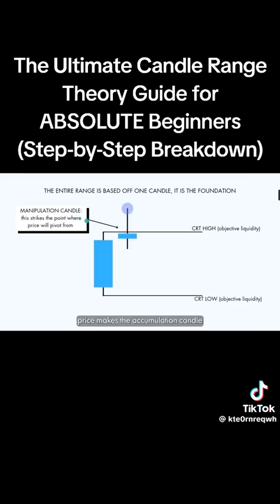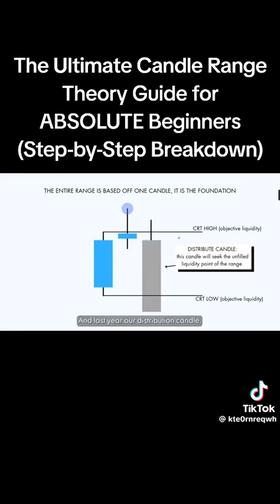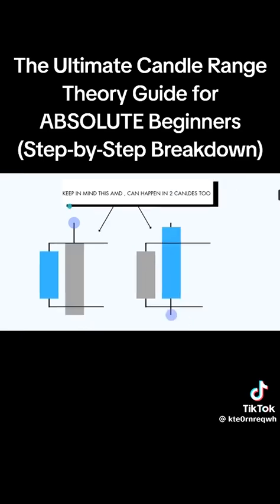Now once price makes the accumulation candle, we then have the manipulation candle, which strikes the first area of liquidity. And lastly, our distribution candle, which will then seek to fill out the next pivot point. Keep this in mind, this AMD, accumulation, manipulation, and distribution, can happen in 2 candles. As you can see right over here, accumulation candle, and this candle was manipulating with this wick, opening bullish and then later on manipulating and becoming bearish. Same to be said with this candle.